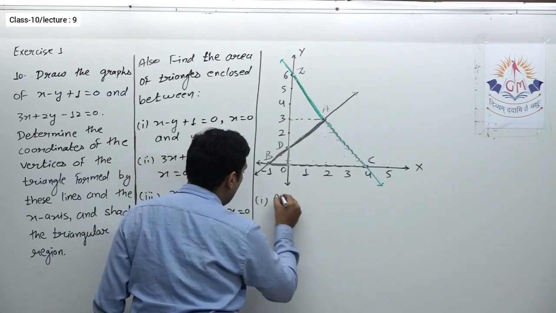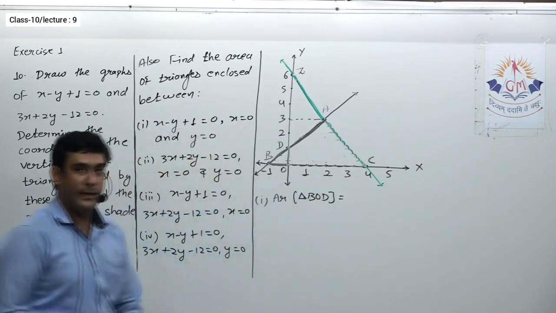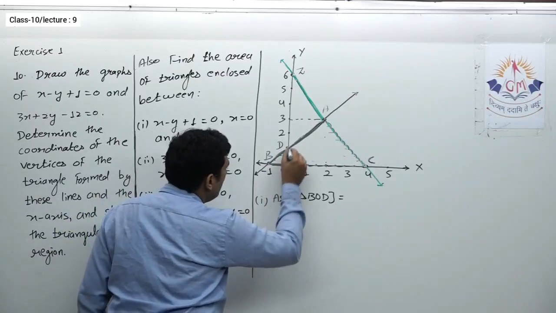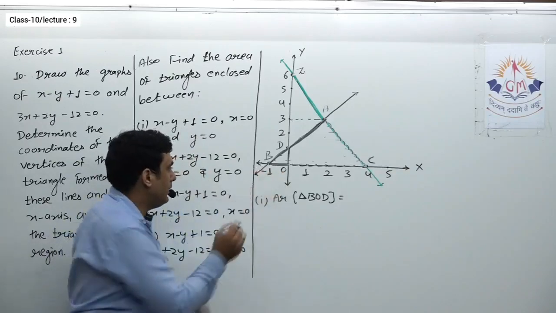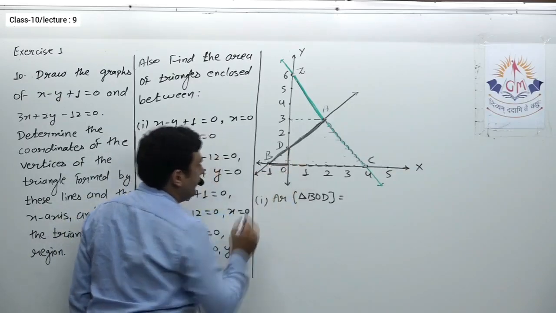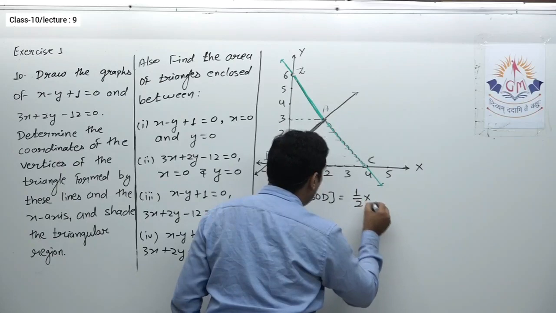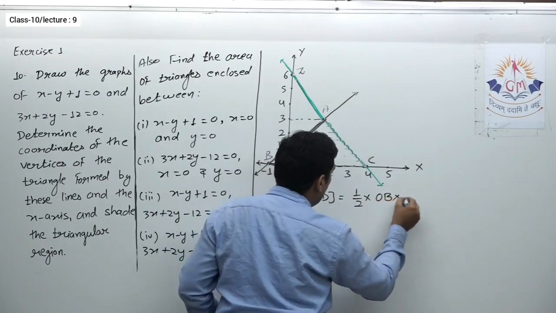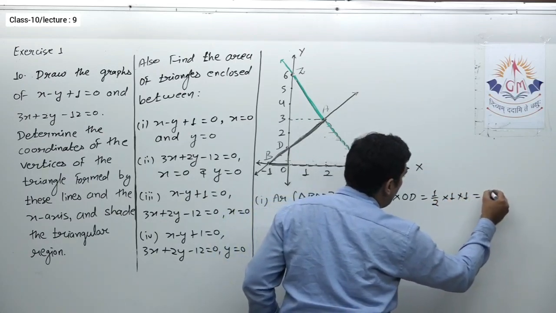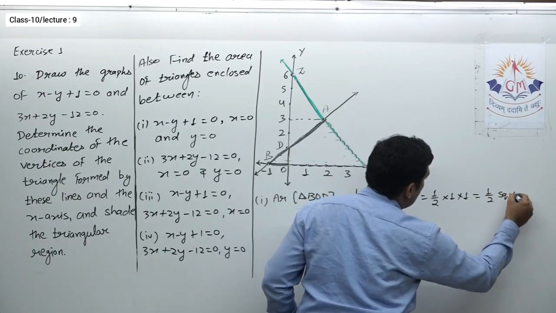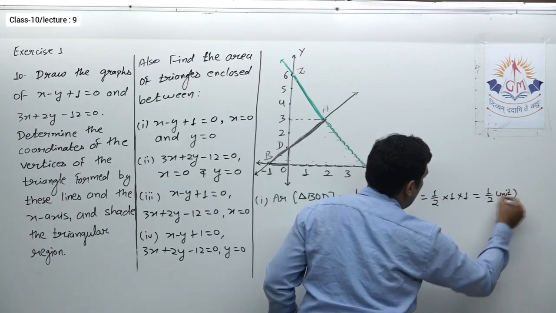So here I am giving the answer. Area of triangle BOD. Now it is very easy to find the area. See, this is 1 unit, this is again 1 unit. Don't go with the minus because we just have to find the length. So this OB is 1 unit, this OD is again 1 unit, and we know the area of a triangle is half base into height. So here I write 1 by 2 into OB multiplied by OD. That is 1 by 2 multiplied by 1 multiplied by 1. So 1 by 2 square units. Okay, or it's better to write unit square.